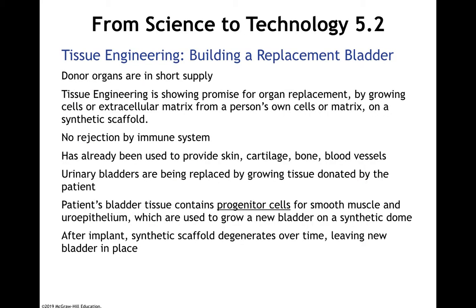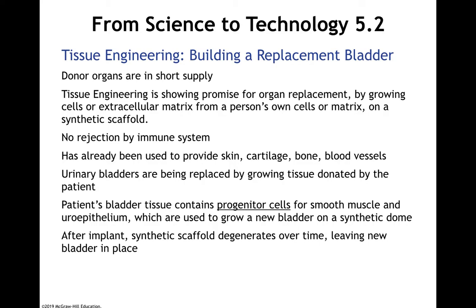Tissue engineering, building a replacement bladder. So donor organs are in short supply, and there is the possibility that we could get tissue engineering to replace an organ if we could grow it from stem cells, a person's own matrix, or within some synthetic scaffold. And there has been a lot of work, and some of it has been quite successful, at least in animal models. This would avoid the problem of immune rejection.